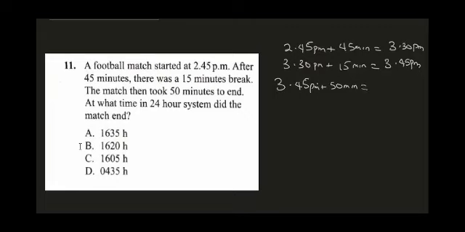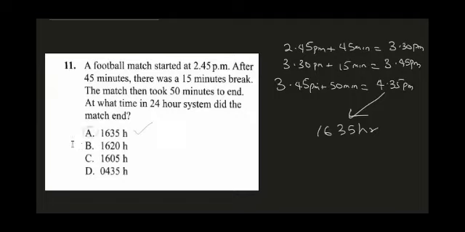Now, when you add 50 minutes to 3:45, you're going to get 4:35 p.m. Now, how do we convert this to a 24-hour clock system? Note that your 4 is your 16:00 hours. So this is going to be 16:35 hours. So the correct answer here is going to be A, and I'm going to circle my A.